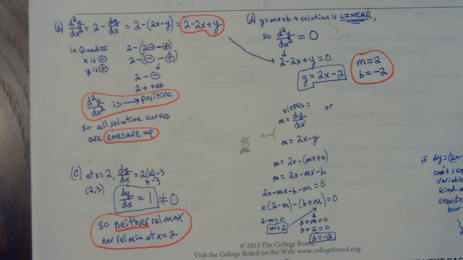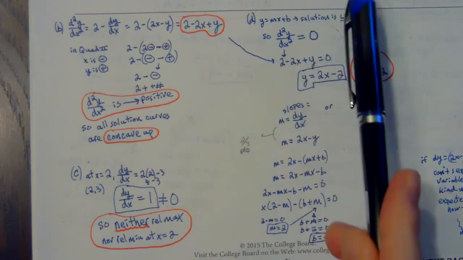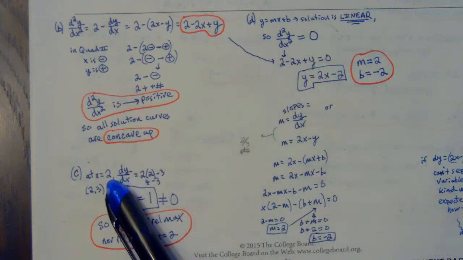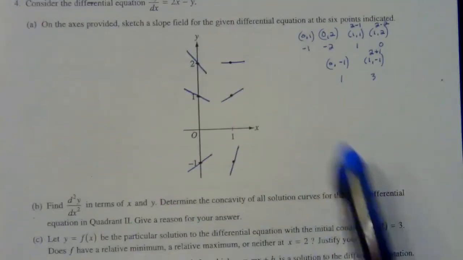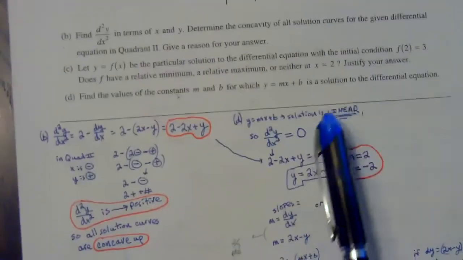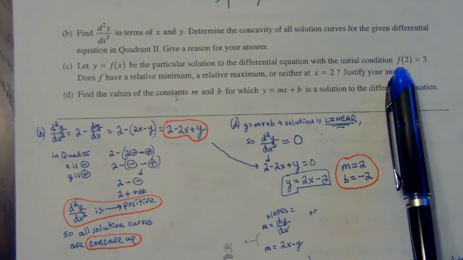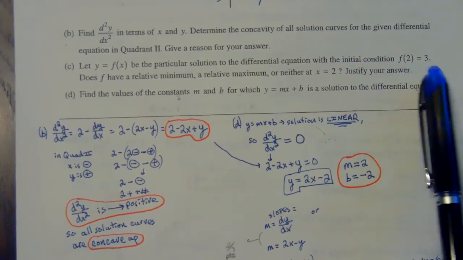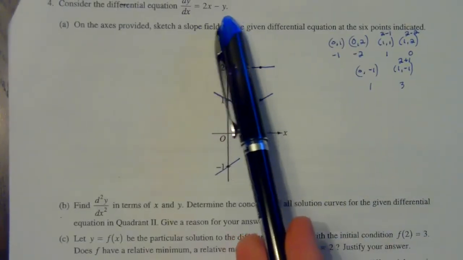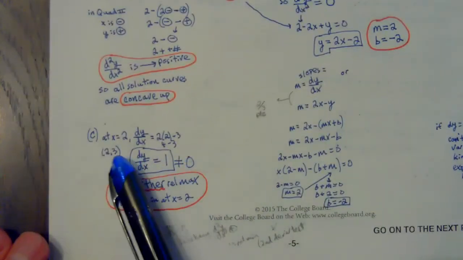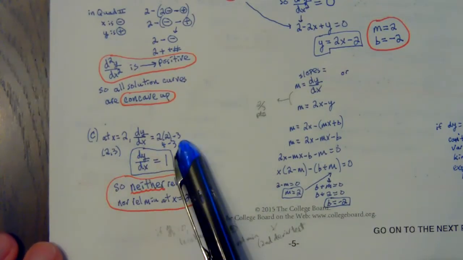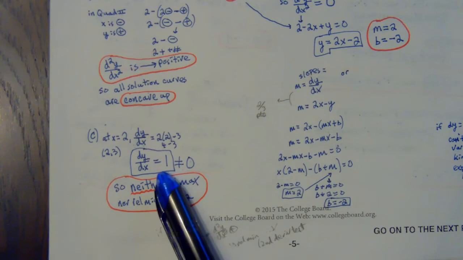But to be a relative max or min, the first thing we got to have is that the first derivative has to be equal to 0. So I took x equals 2 and plugged it into that first derivative. We have the point 2 comma 3. So when x equals 2, the y is equal to 3, which I need both things there because my derivative has x's and y's in it. I plug the 2 in for the x, plug the 3 in for the y, and got my derivative is equal to 1.